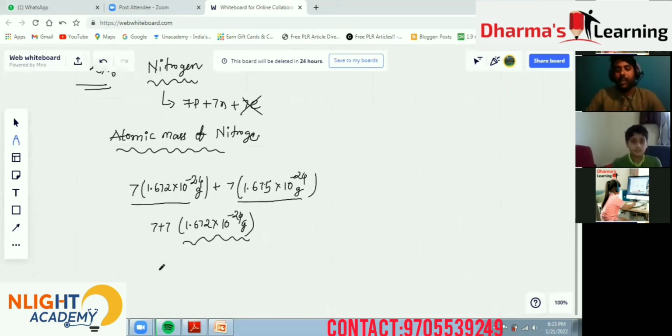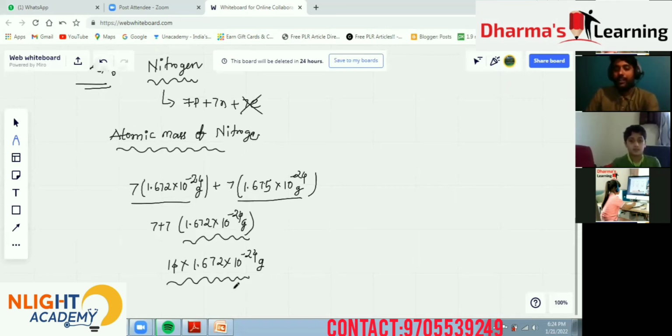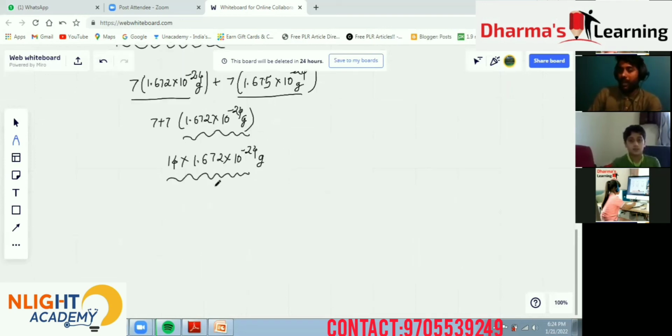Now I can write 7 plus 7 into this number. 7 plus 7 is 14 into 1.672 into 10 to the power of minus 24 grams. So this is going to be the mass of one nitrogen atom. Let's take one more atom, then we'll come back here. In the textbook you will see the atomic mass of nitrogen is 14 AMU, but it's not like 14 into this number. How did you get that AMU? I will tell you later after one more example.